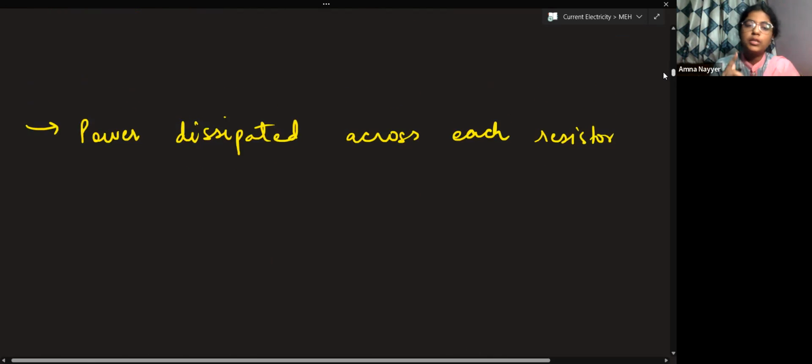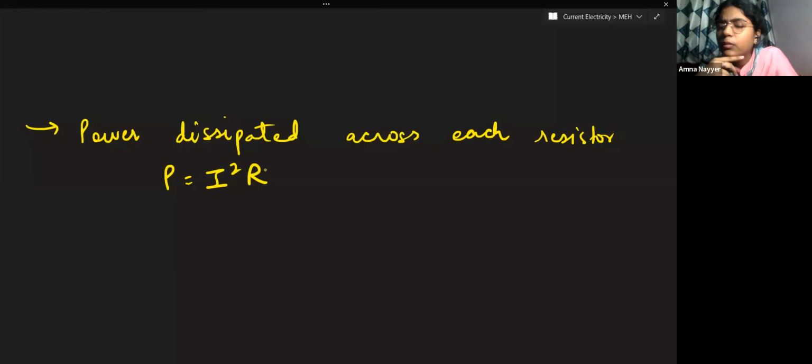Before moving on to the question, let's see, power is basically I square R. In this, we use this formula for power, I square R. At the end of the lesson, I'll give you one more formula for heat, which is very easy. Very easy question is there. But right now, power is given by I square R. This is the formula for power, and we will be using it here.